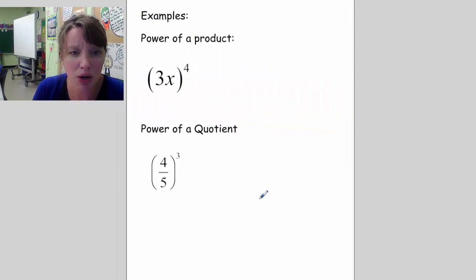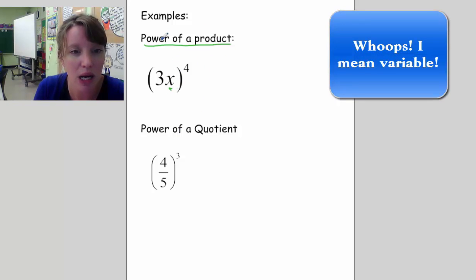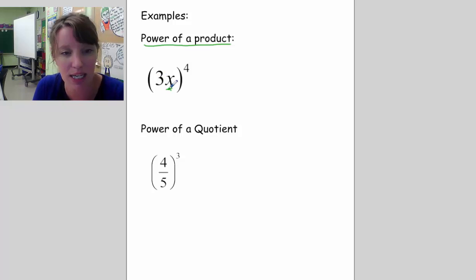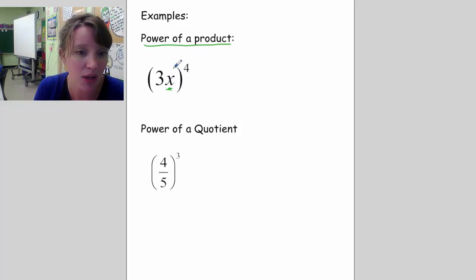Okay, so I wanted to introduce you to some expressions with variables. This is the rule that we just learned, and we have an expression here with an exponent. We use the power of a product when we have variables in our expressions, because I can't take 3 and multiply it by x. This is how I represent the product of 3 and x. I can't actually multiply it because x is not a number that you see.